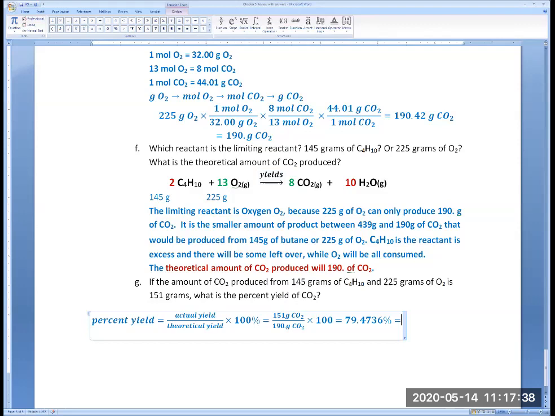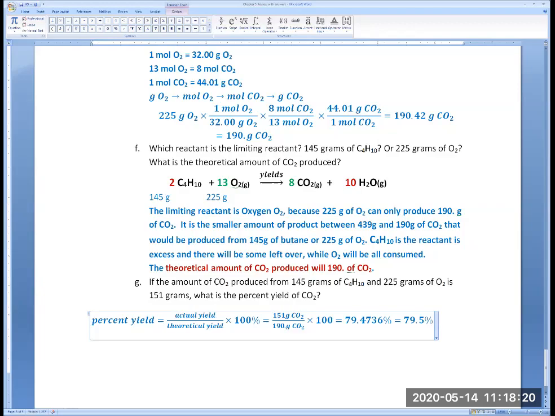Let's think about sig figs here. Whenever you calculate a percentage, the 100 will always be exact. So we only are looking for the actual yield and theoretical yield, which is 3 sig figs. So we keep the 79.4. That's 3 sig figs. What comes after the 4 is a 7, so you need to round your 4 to a 5 and stop there. You drop everything after that, and that's a percentage.